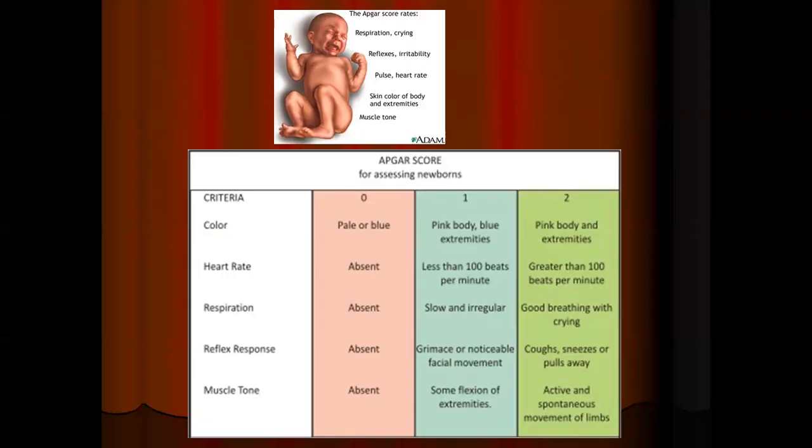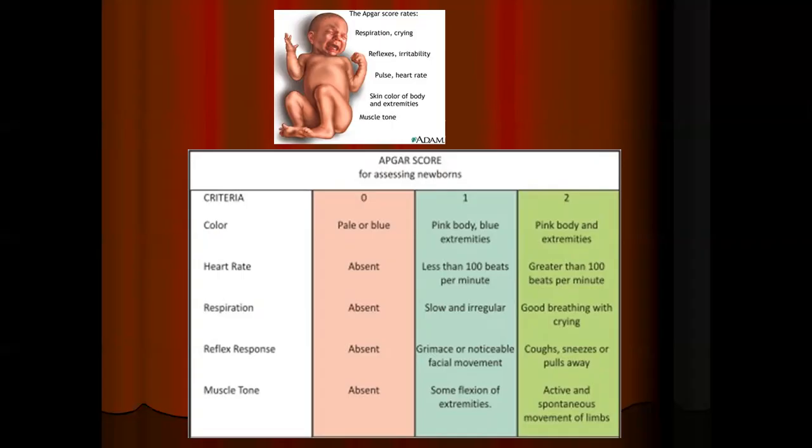So it will be presented like this. Apgar score: respiration, where we check the crying; reflexes, where we check the irritability; pulse for the heart rate; then skin color of the body and extremities; then muscle tone. So over these criteria, color is the first one we are checking, giving the score of 0, 1 and 2.